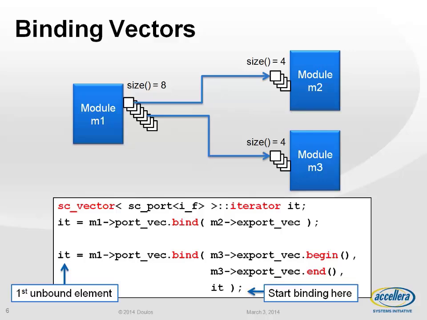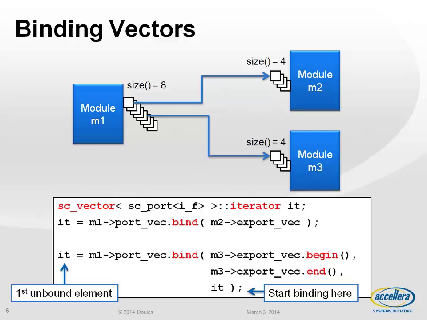So here we've got on the left-hand side a module with a vector of 8 ports, and on the right-hand side 2 modules, each of which have got vectors of 4 ports. So we could bind the 8 ports on the left to the 2 bunches of 4 ports on the right with 2 bind statements. So we're making the first call to bind, which is going to bind the first 4 of these elements to the 4 elements of the port on the right, and then a second call to bind, which picks up where the first call left off, so we're starting to bind here, and binding the remaining elements to the other 4 ports of the other objects.